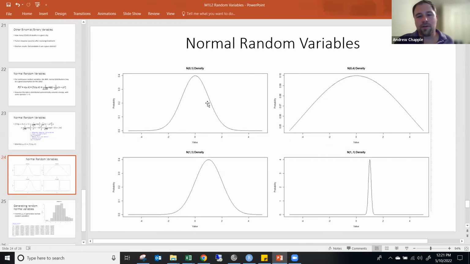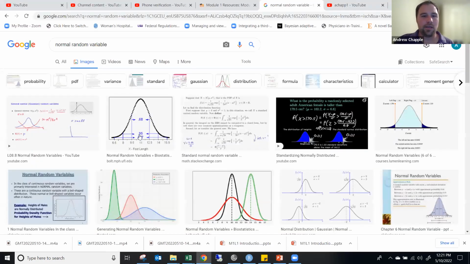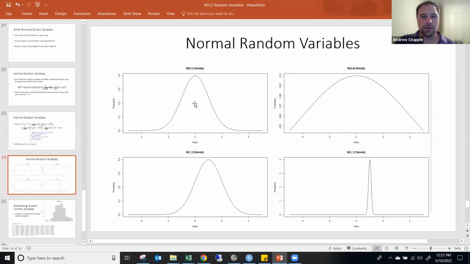So what do normal random variables look like? I showed you some on the page here. They're all symmetric, and they vary around a bell curve. You might have heard they all vary around this mean. This is a normal 0, 1, the standard normal. This is normal 0, 4. It has a bigger range, you can see. This is a normal 1, 1. It's shifted to the right. This is a normal 1, 0.1, so it's very small.